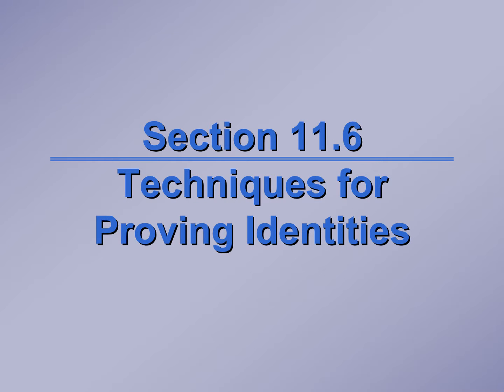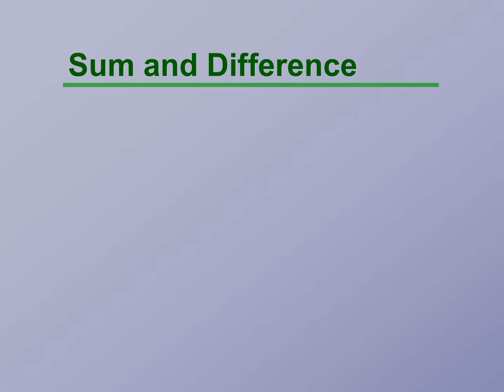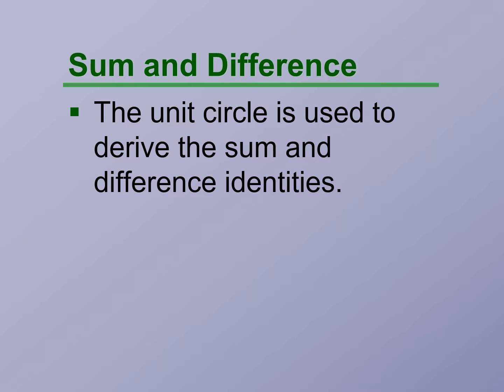We're going to look at some more techniques that we can use to prove identities. So the first type of identities we're going to look at in this particular video are sum and difference identities. And we're going to be using the unit circle, and all of those special angles that we learned. The 45, the 30, the 60, we're going to use those special angles and the unit circle to help us prove the sum and difference identities.